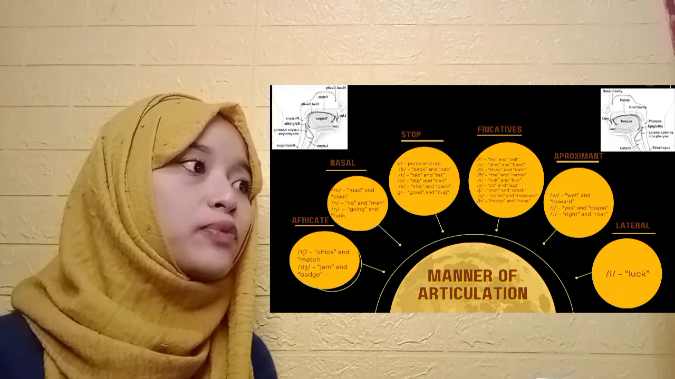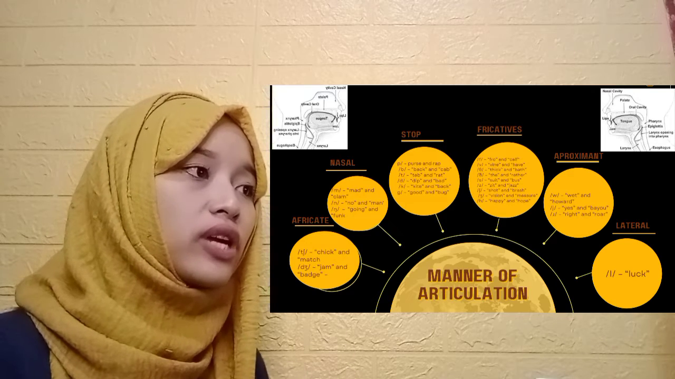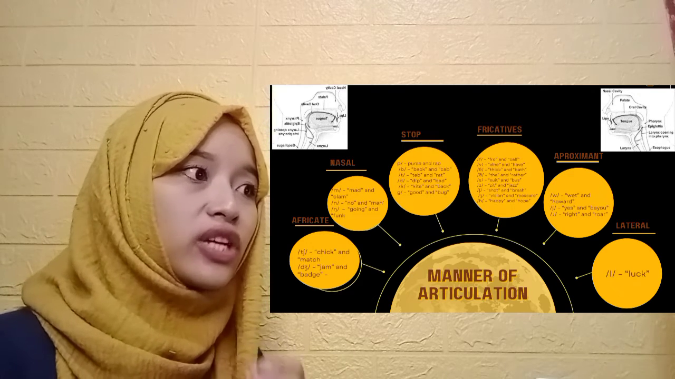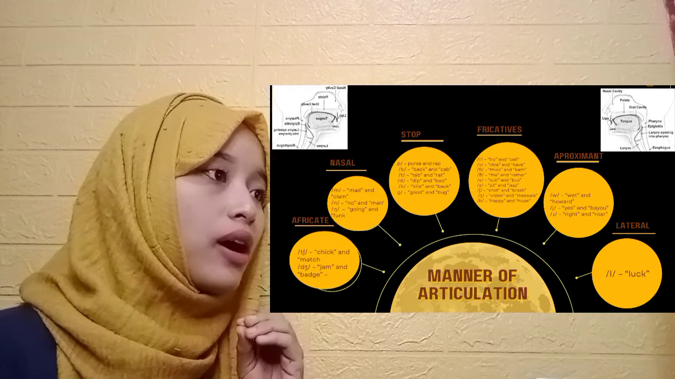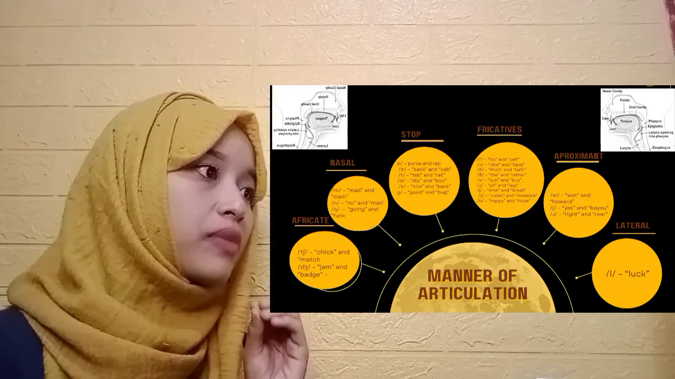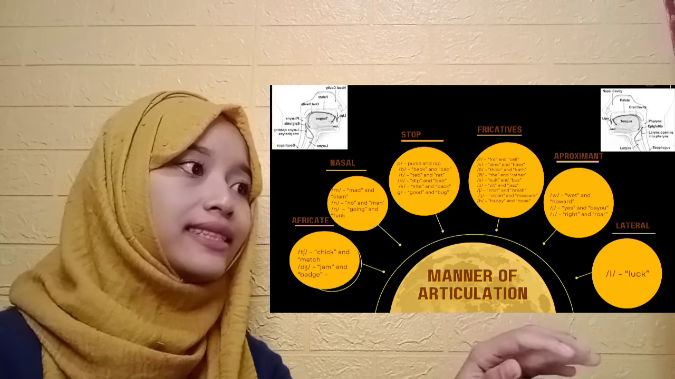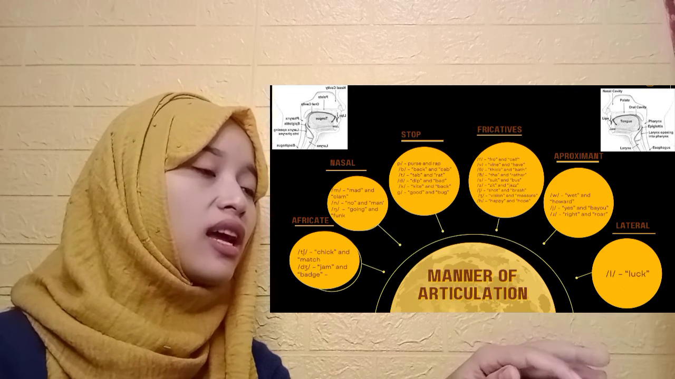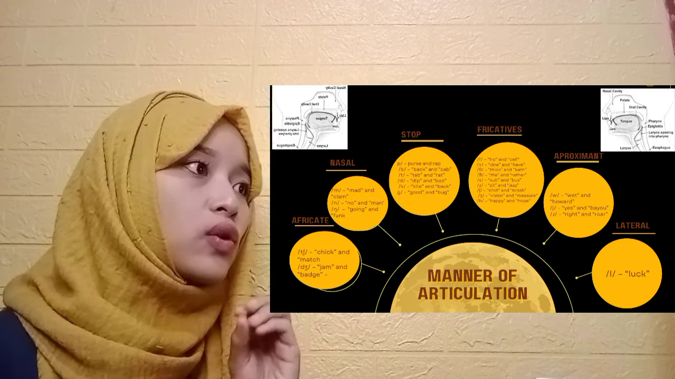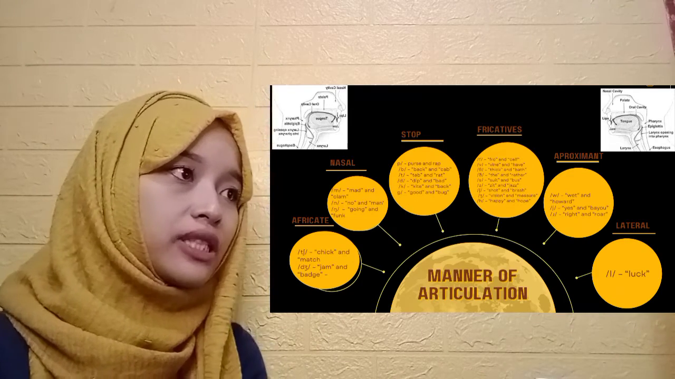The fourth is nasal. Nasal sounds are produced when the palate is lowered, allowing air to pass through the nasal cavity, such as m, as in mad and calm. The oral passage is blocked by closing the lips. N, as in no and man, and ng, as in going and fang. And the fifth is approximant.